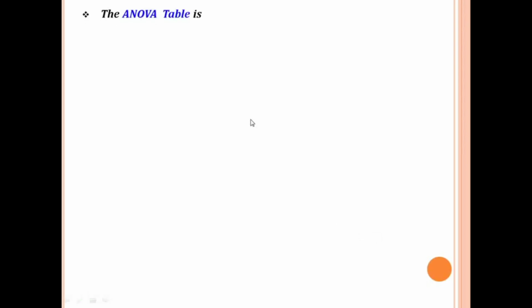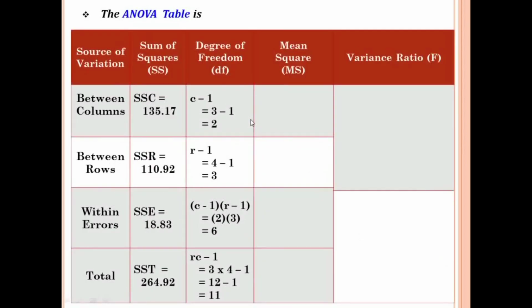Okay, so therefore the ANOVA table is, we consider 5 different categories: source of variation, sum of square, degree of freedom, mean square, variance ratio. Okay, so first we write between column SSC value 135.17, SSR, this is sum of square of error value, and this is called sum of square of total value. If you add these 3 values, you get the same value.